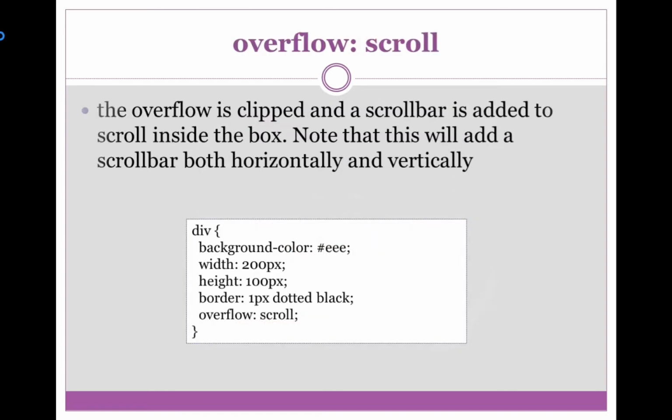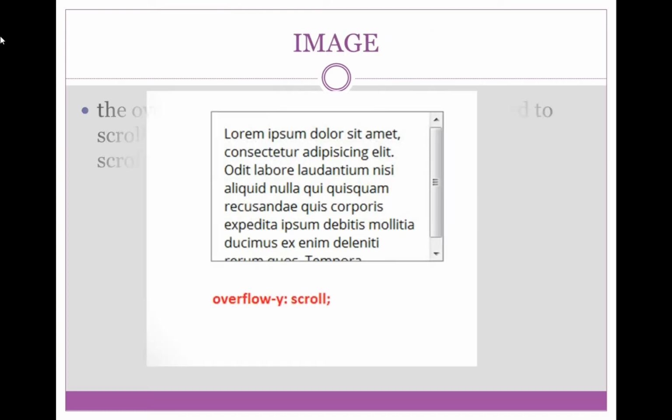And next we are going to see about overflow scroll. This will be setting the value to scroll. The overflow is clipped and a scroll bar is added to scroll inside the box. Note that this will add a scroll bar, both horizontal and vertical, even if you do not need it. So this is the image for overflow scroll.